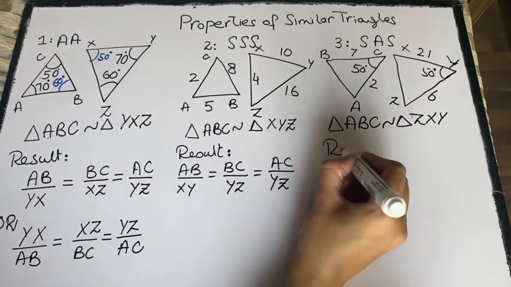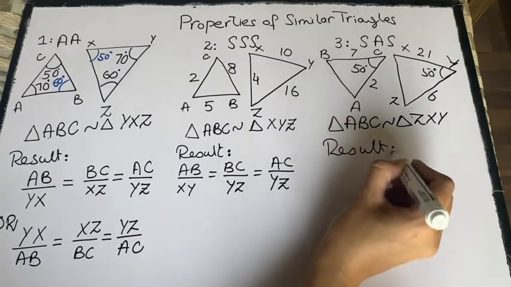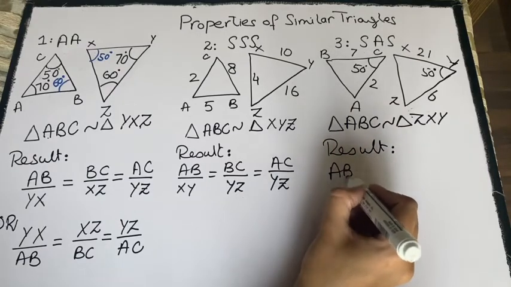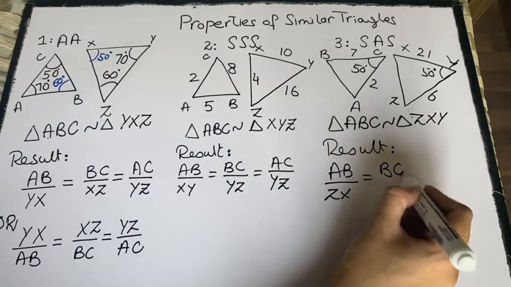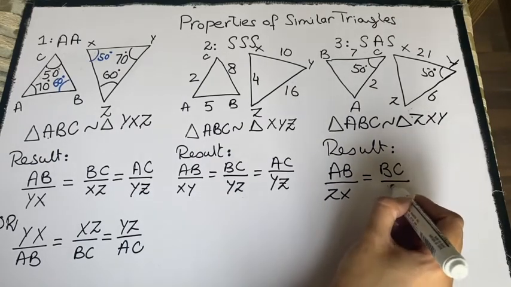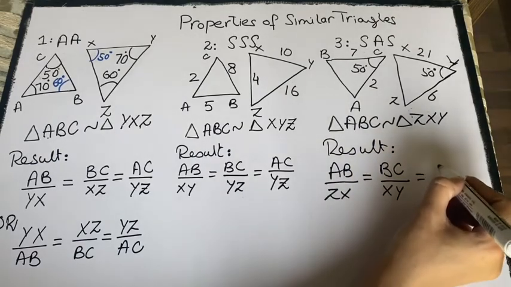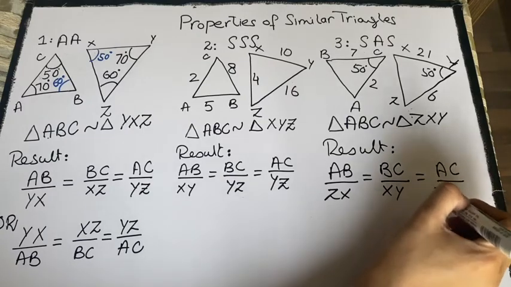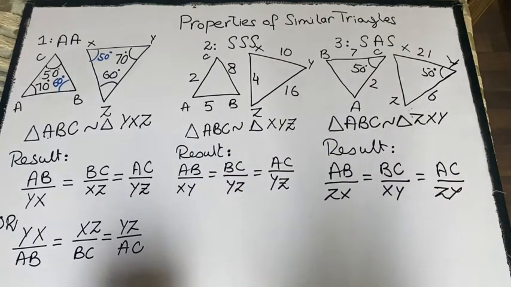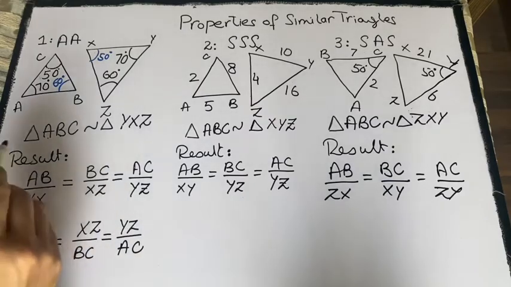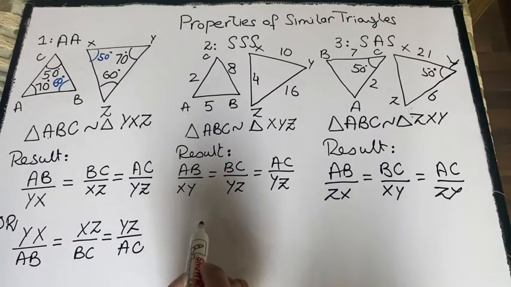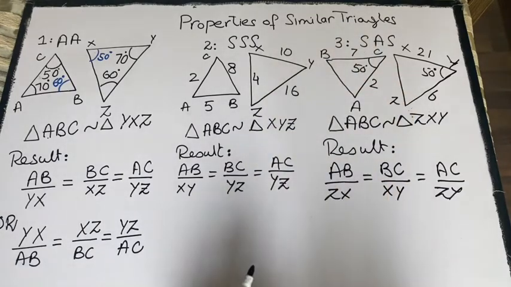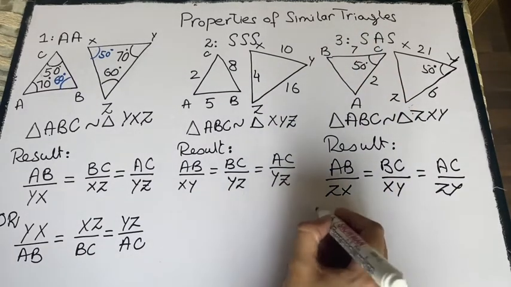Now what is the result? AB over ZX equals BC over XY, which is equal to AC over ZY. So these are three results, these are three properties to prove that the two triangles are similar. I am going to elaborate this third property here.